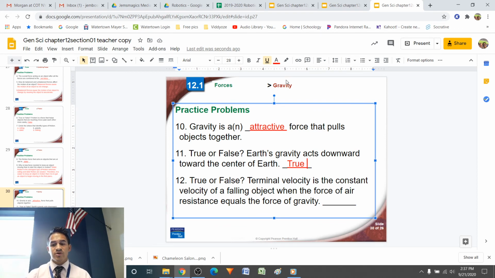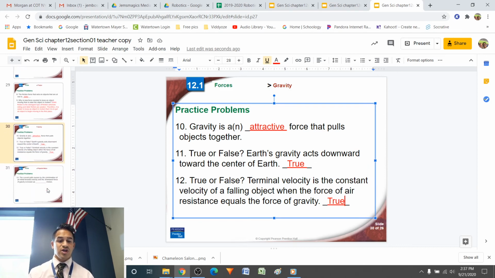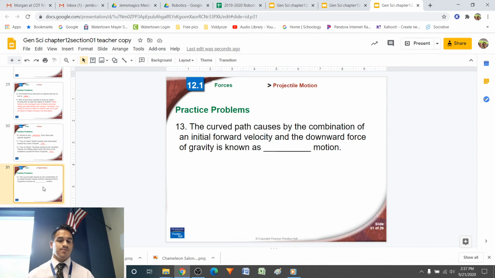Number 12, true or false? Terminal velocity is the constant velocity of a falling object when the force of air resistance equals the force of gravity. That is true. Okay, so terminal velocity is a constant velocity, meaning that you're not accelerating anymore. You're not speeding up, you're not slowing down. And it occurs when the force of gravity pulling downwards equals the force of air resistance pushing upwards, and those two forces essentially cancel each other out, and you get a net force of 0, which means you're not speeding up anymore, you're not slowing down anymore, you're just traveling at the same speed the whole time.